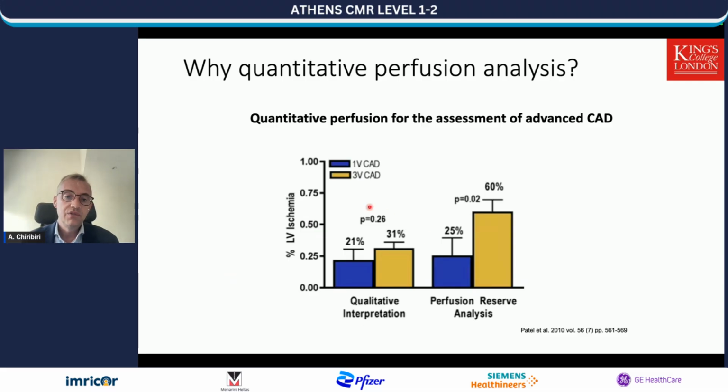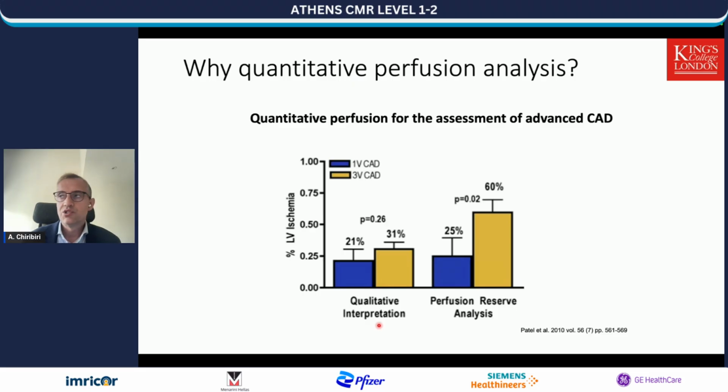See that if you subject to a stress perfusion scan patients with either single vessel disease CAD in blue or 3 vessel disease CAD in yellow, visual analysis, which is here called qualitative interpretation, does not really differentiate the ischemic burden in the myocardium. It is very accurate in identifying patients with ischemia, but when it comes to detecting the true burden of ischemia across the entire myocardium, there is no real difference.